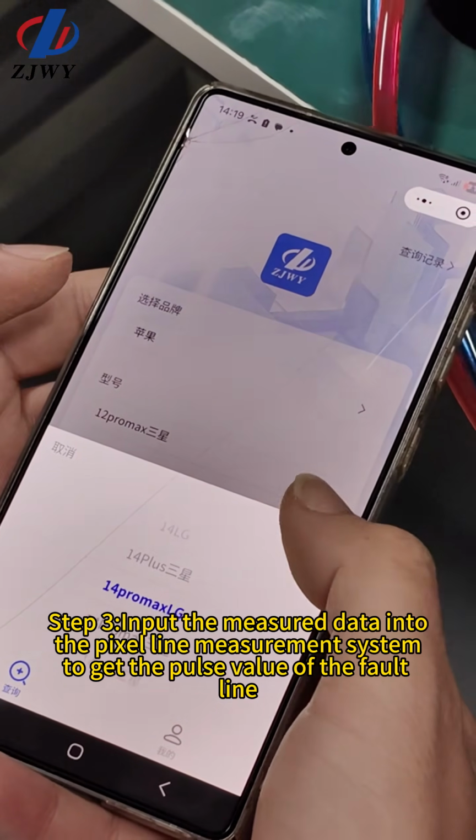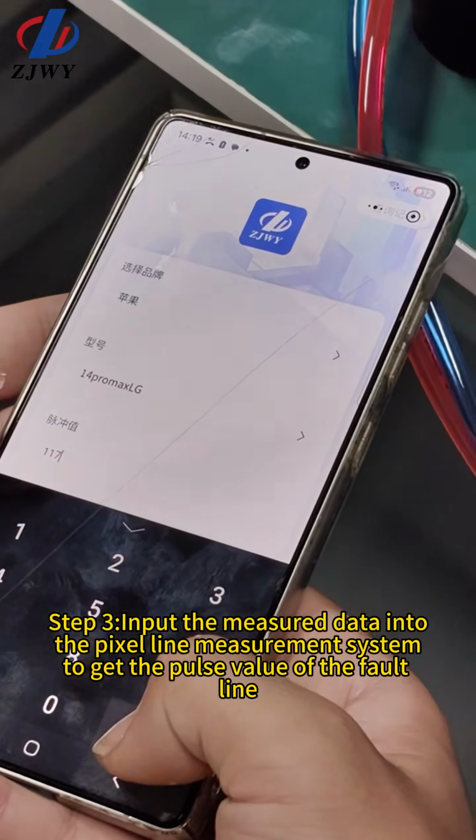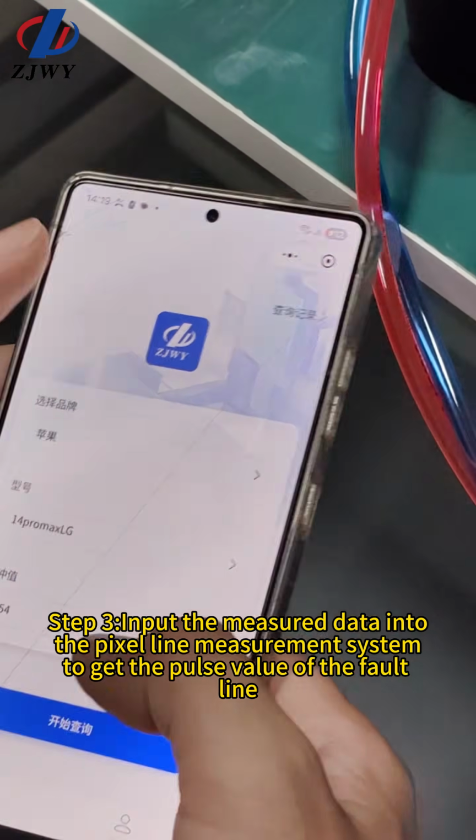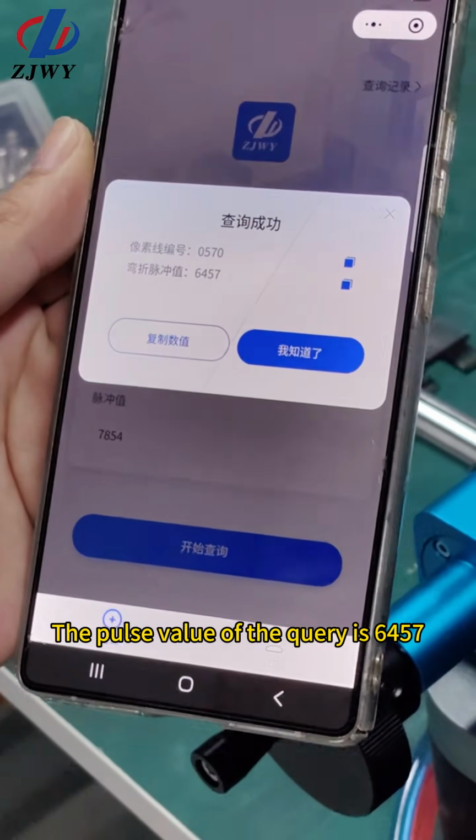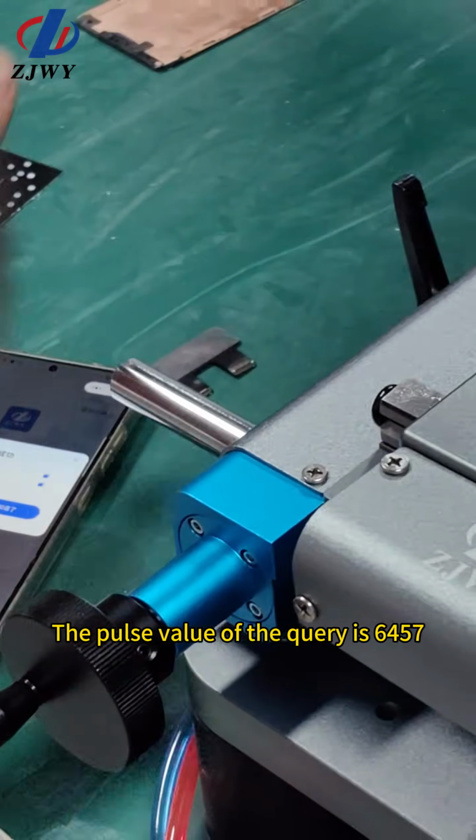Step 3. Input the measured data into the pixel line measurement system to get the pulse value of the fault line. The pulse value of the query is 6,457.